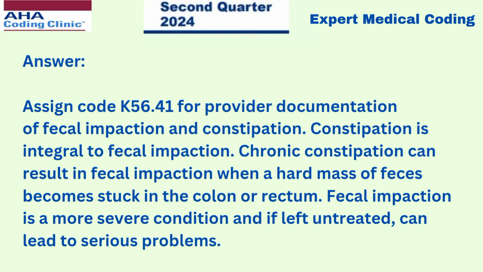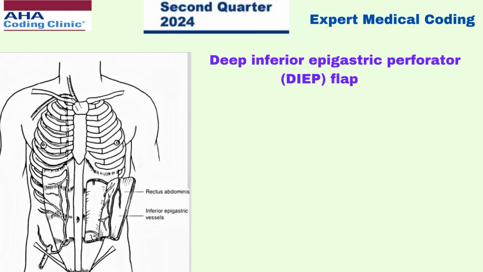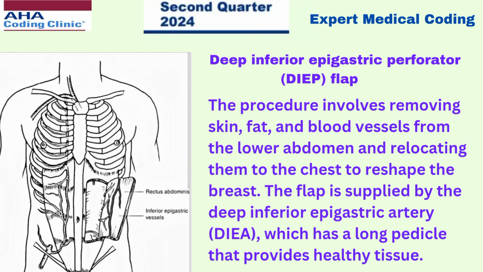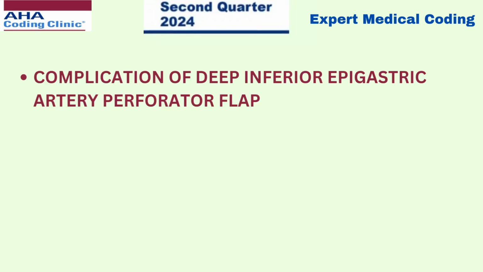Now, before moving towards the next scenario, let us first see what a deep inferior epigastric perforator flap is. A deep inferior epigastric perforator flap is a type of breast reconstruction surgery that uses tissue from the lower abdomen to rebuild breasts after a mastectomy. The procedure involves removing skin, fat, and blood vessels from the lower abdomen and relocating them to the chest to reshape the breast. The flap is supplied by the deep inferior epigastric artery, which has a long pedicle that provides healthy tissue.